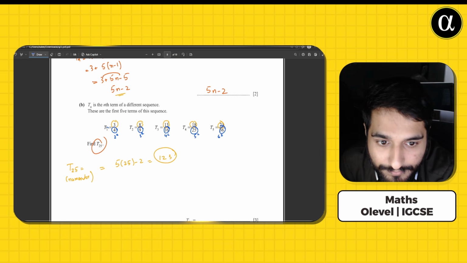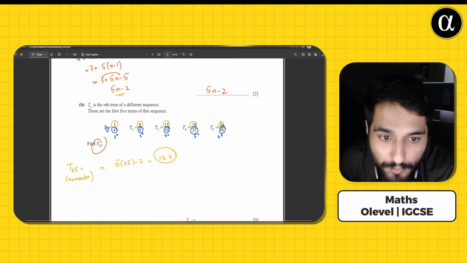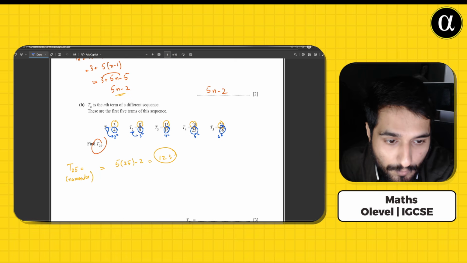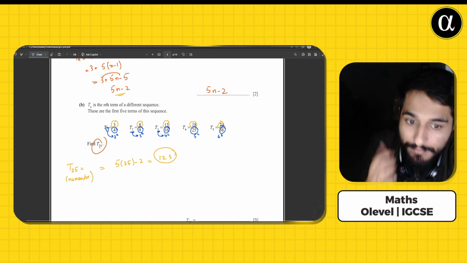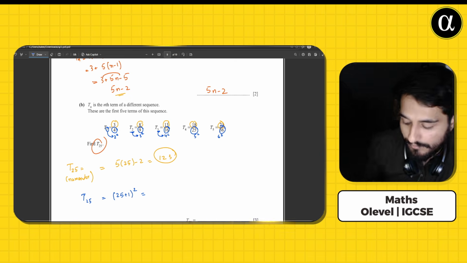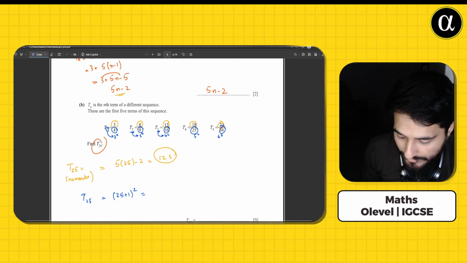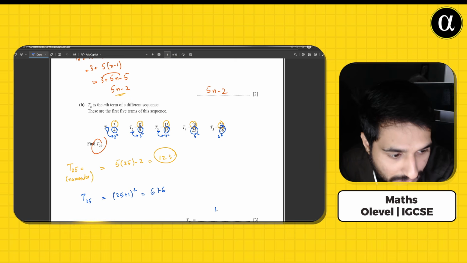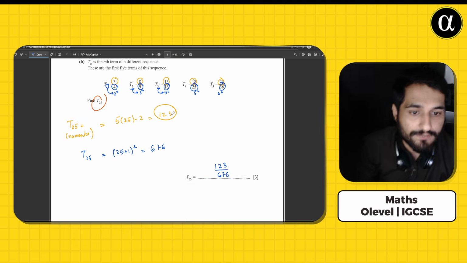If my term was 1, the square was of 2. If my term was 2, the square was supposed to be of 3. If my term was 3, the square was supposed to be of 4. That means if my term is 25, the square is supposed to be of 25 plus 1, which is 26 square, and 26 square should give us 676 as the answer. The final answer would be 123 over 676 as the answer for this sequence.